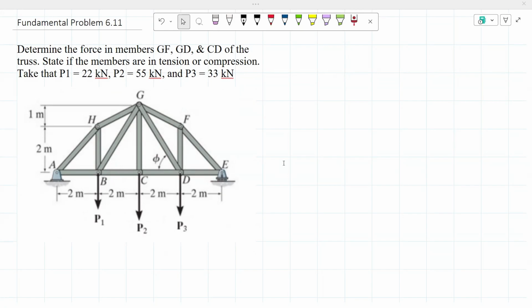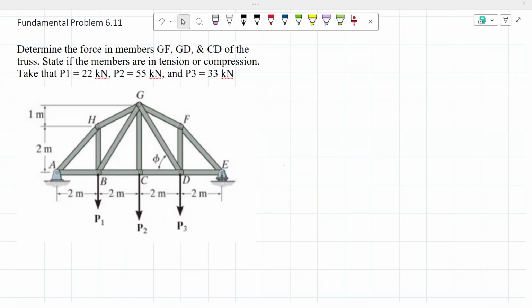Hello everyone, today we're going to be working on fundamental problem 6.11, and this problem is saying to determine the force in members GF, GD, and CD of the truss and to state if the members are in tension or compression. Take that P1 is equal to 22 kilonewtons, P2 55 kilonewtons, and P3 55 kilonewtons.